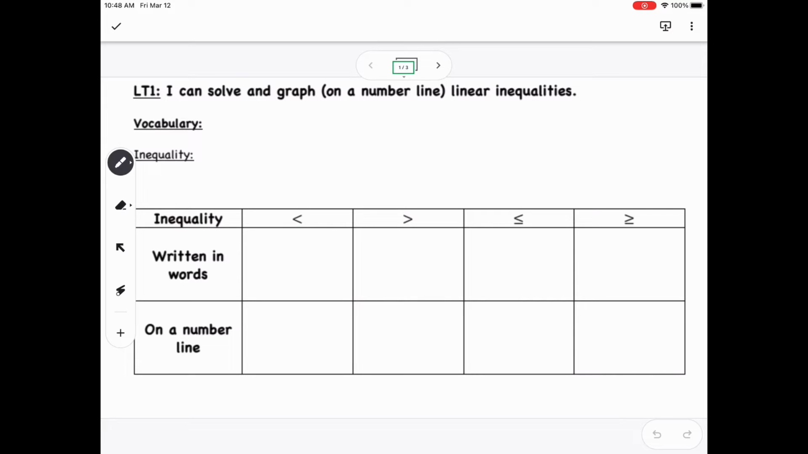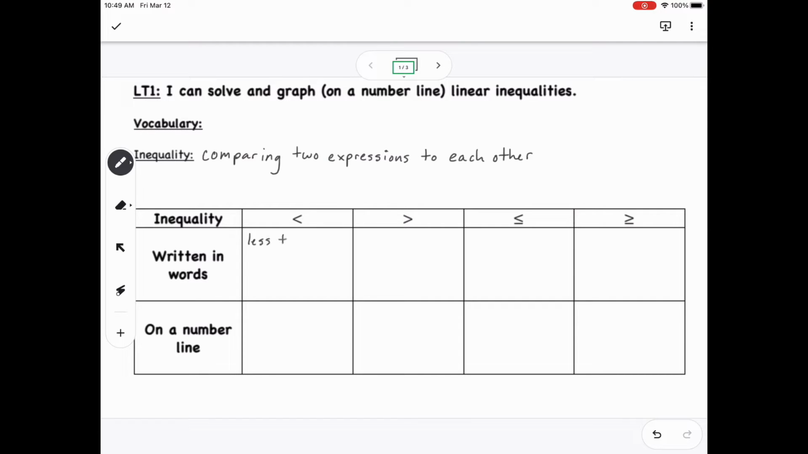Today's lesson is over learning target 1 in unit 7, where it states that I can solve and graph on a number line linear inequalities. So first we need to define what an inequality is, and that is just comparing two expressions to each other. So kind of like an equation, except that they are not going to be equal to each other. They're going to have these inequalities: less than, greater than, less than or equal to, or greater than or equal to.